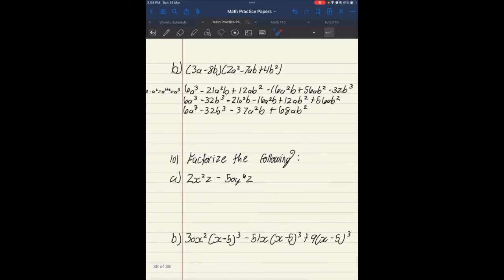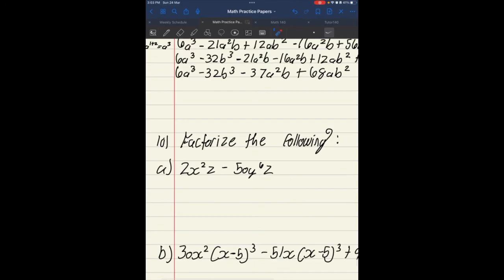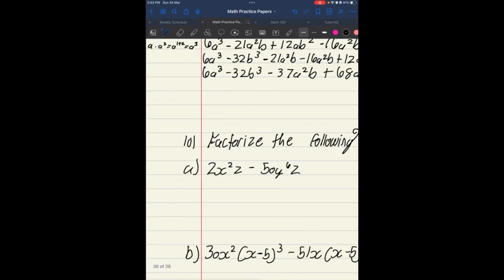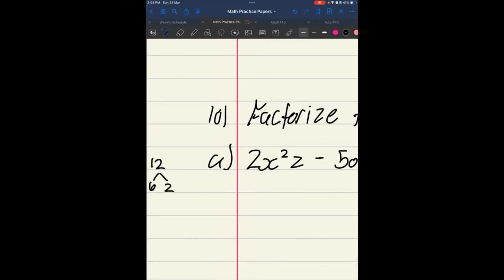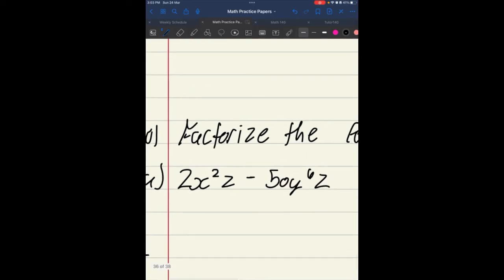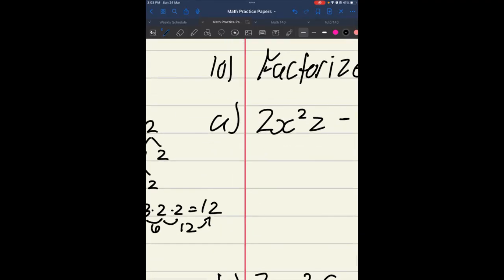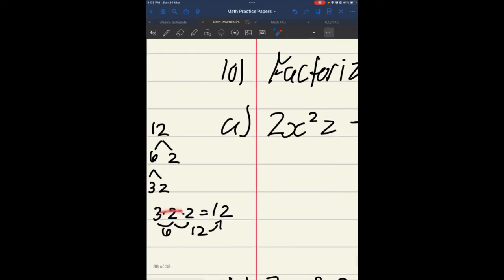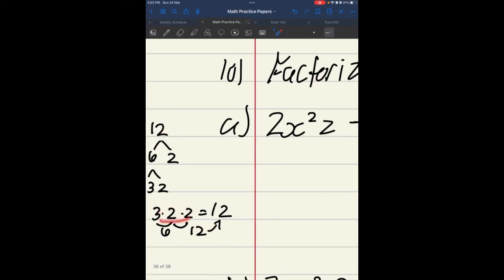Okay, so factorize the following. Factorize is like breaking them up into their factors. Like if it's the factors of 12, you could say 6 times 2. Factors of 6 is 3 times 2. So 3 times 2 times 2 is equal to 12. 3 times 2 is 6, times 2 is 12. Okay, so now 12 is the number that we factorize. These are the factors, and if we multiply them together, they give us 12.